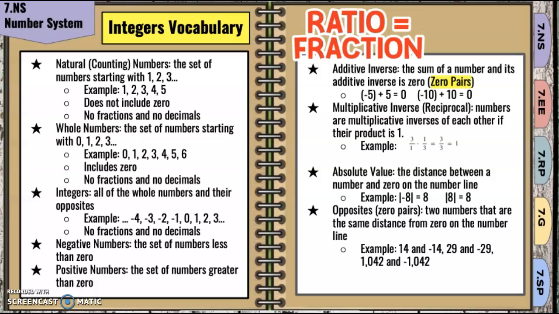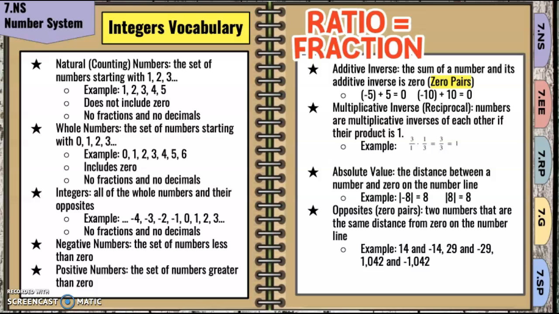So our first journal page starts on page 8 on our interactive journal, as well as our hands-on paper journal. So this unit, we're going to talk about the vocabulary. So counting numbers that you learned in elementary school. That's the first set of numbers that your elementary teachers taught you way back in pre-K and kindergarten. It starts with 1, 2, 3, continues to go. It doesn't include 0, and there are no fractions or decimals with natural numbers. That's what we're going to call them in 7th grade, natural numbers.